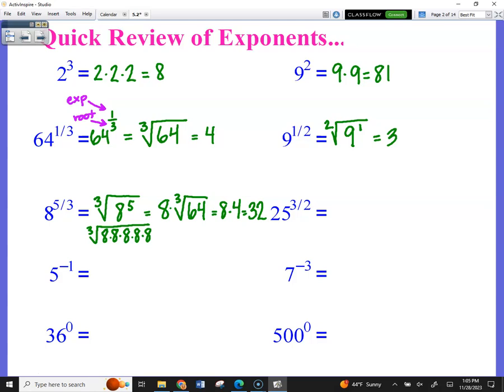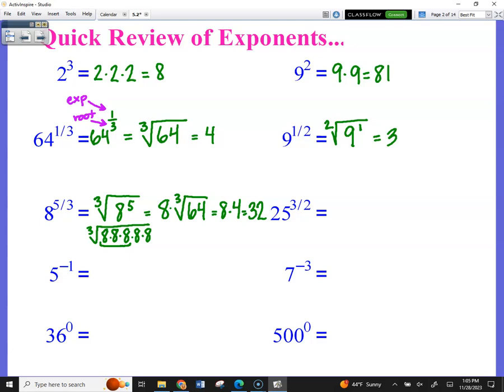Yes. So this is 8 to the 5th power, which means there's 5 of them. Because it's a cube root, if you pair together, couple. No, that's worse. That sounds like 2. Group. There you go. Pull a group of 3 out, because it's a cube root.